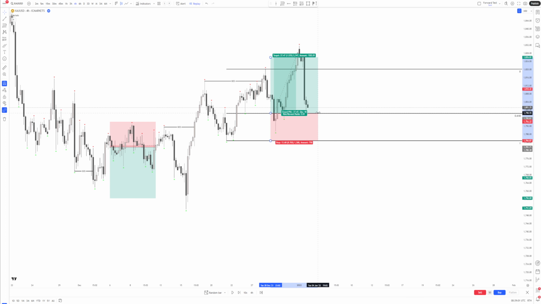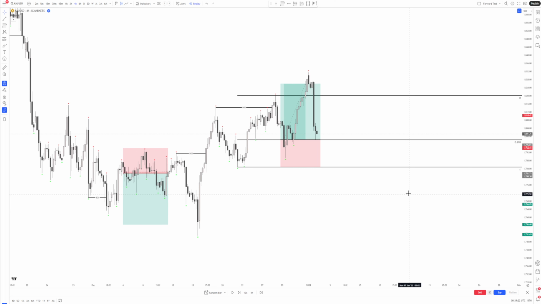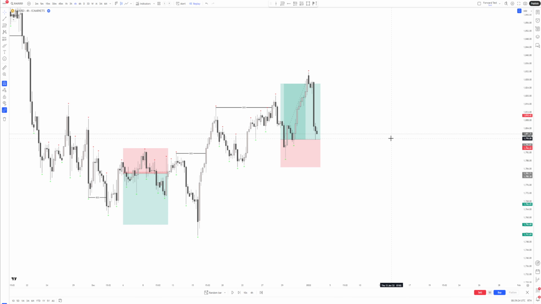As long as you can identify external structure points, not internal, external. For example, this swing here is external, this swing here is internal, because these two high points are within the last high here. It's very important you've learned those terminologies. Okay, so let's get rid of this.